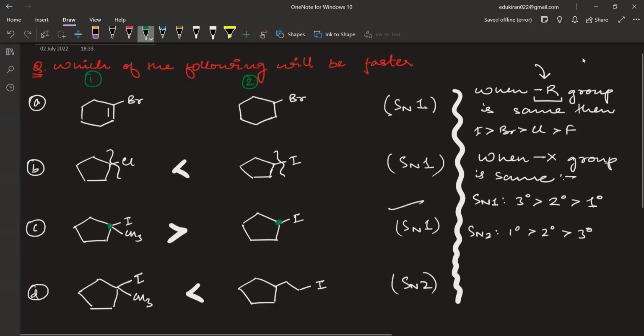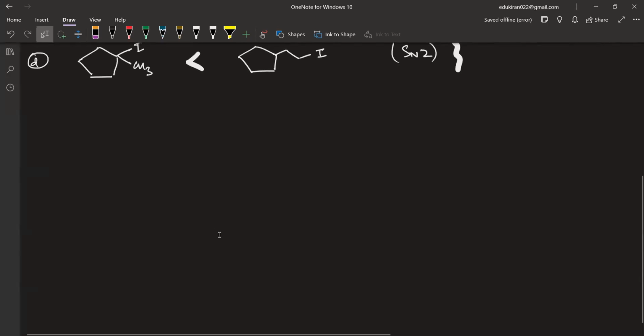So where is alpha unsaturation? This is the alpha carbon in the first option, so it will be slower. So 2 will be faster. Got it? Yes or no to me? Yes. Okay. Now write the next thing: the effect of solvation.